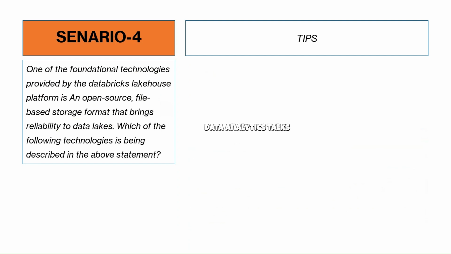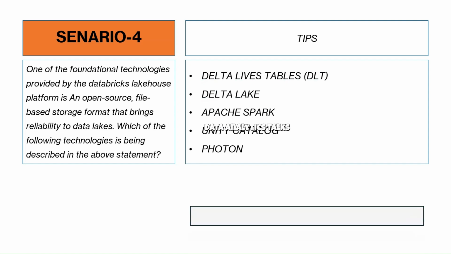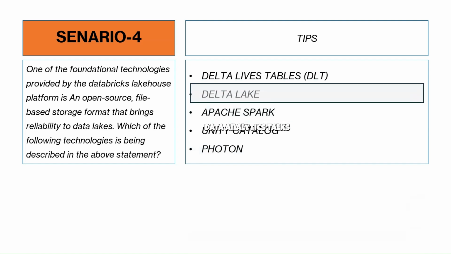Then scenario 4: one of the fundamental technologies provided by the Databricks Lakehouse platform is an open source file-based storage format that brings reliability to data lakes. Which of the following technologies is being described in the above statement? We have already seen this technology: maybe Delta Live Tables, Delta Lake, Apache Spark, Unity Catalog, and Photon. There is no doubt it is Delta Lake. Already we have explained what Delta Lake brings to your table.